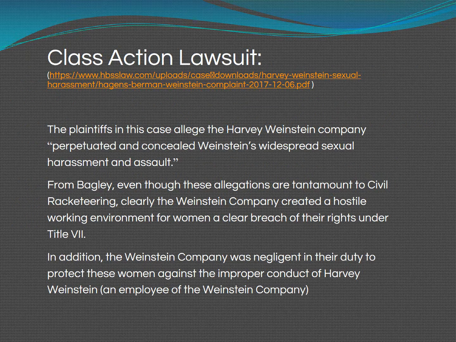So, the class action lawsuit, this is the one that was filed on December 6th. The plaintiffs in this case allege that the Harvey Weinstein Company perpetuated and concealed Weinstein's widespread sexual harassment and assault. Even though these allegations are tantamount to civil racketeering, clearly the Weinstein Company created a hostile working environment for the women, a clear breach of their rights under Title VII. In addition, the Weinstein Company was negligent in their duty to protect these women against the improper conduct of Harvey Weinstein, an employee of the Weinstein Company.